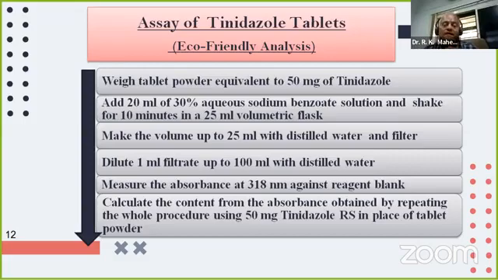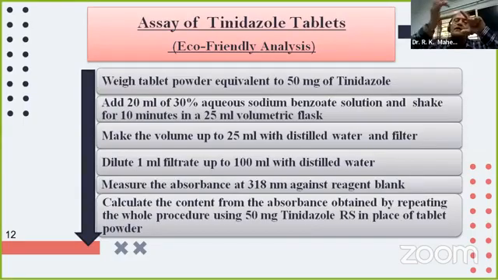Now how to calculate the drug content? Again, you will calculate the content from the absorbance obtained by repeating the whole procedure using 50 milligram tinidazole RS. RS means reference substance, that is, standard substance, in place of tablet powder. Suppose we get a sample from some company, and it is written on it that it contains 99.22% of tinidazole. Based on this drug content, you will weigh out the equivalent of 50 milligram of tinidazole and keep it in a 25 ml volumetric flask.